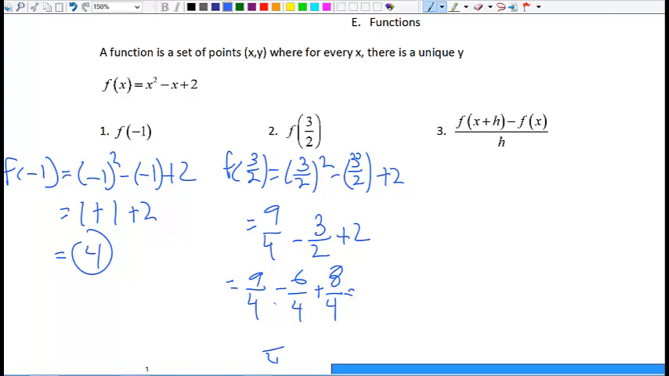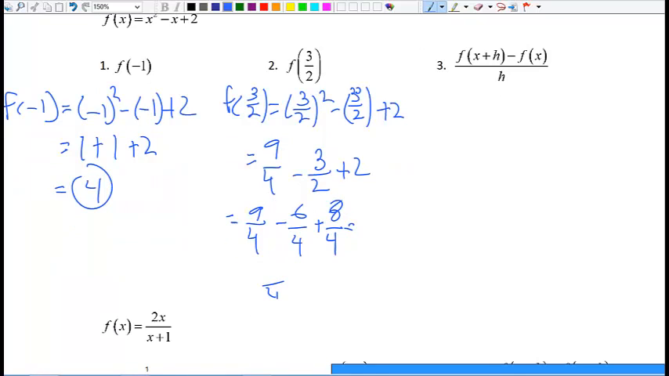I can't quite see that. Let me scroll down a little bit. Okay, so what I need: 9 plus 8 is 17 minus 6 is 11. So 11/4 for that one.